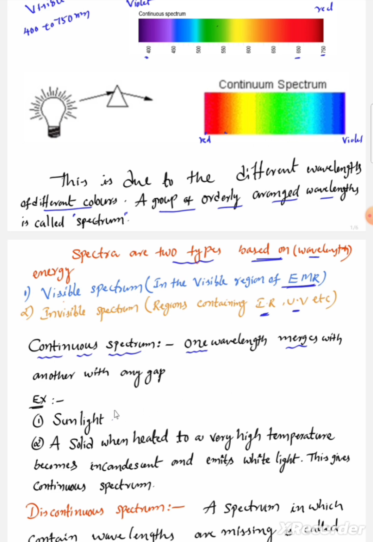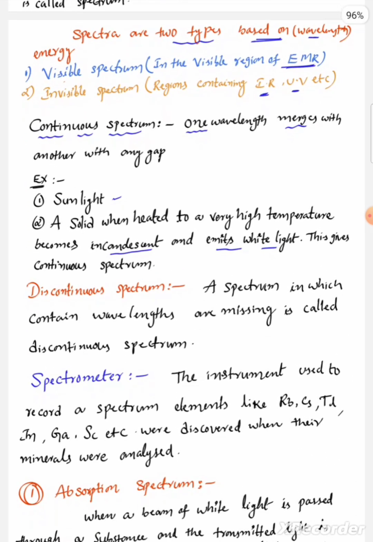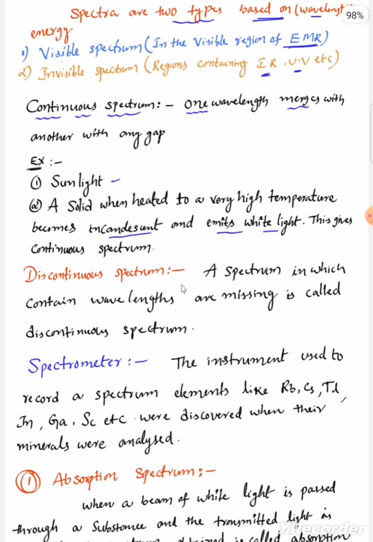For example, sunlight. Another example: a solid heated to a very high temperature becomes incandescent and emits white light, and this also gives a continuous spectrum. Next, discontinuous spectrum. A discontinuous spectrum is a spectrum in which certain wavelengths are missing. In the same continuous spectrum, a few wavelengths are missing. This type of spectrum we are calling discontinuous spectrum.